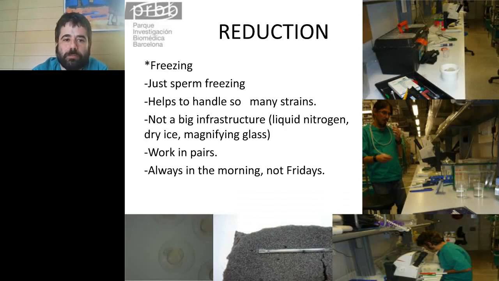Also, another way of improving welfare is reducing the number of animals, and you can reduce the number of animals just by freezing their sperm, so you can handle much better the high number of strains that you have in your facility. We are setting up this protocol, and the main thing is that you don't need a big infrastructure, you just need liquid nitrogen, dry ice, and a magnifying glass. You will need a partner to work with, and always do it in the mornings because it's related to the reproduction in zebrafish.